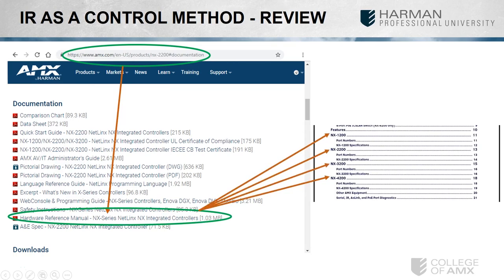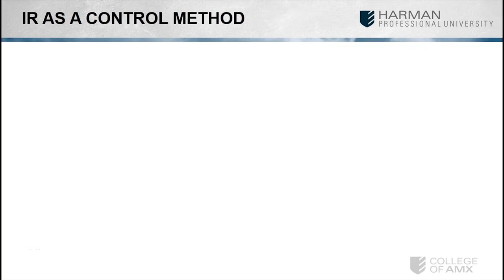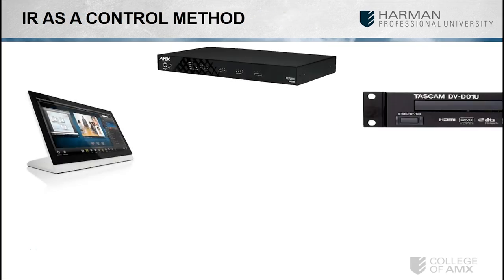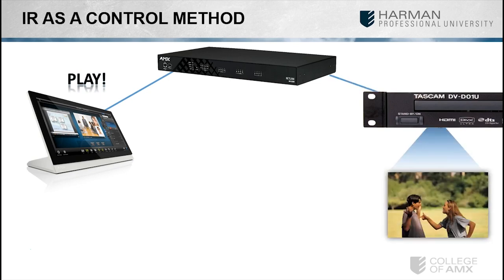For example, the port assignments for the NX-2200 shown can be found in the hardware reference manual for NX Series NetLinx Integrated Controllers. For simplification, I'll concentrate on the button event from a touch panel and the IR port on the integrated controller. On the surface, this is how IR control works in an AMX control system. A button on the touch panel is pushed. The push event is detected at the master controller, and the master instructs the DVD player to play.